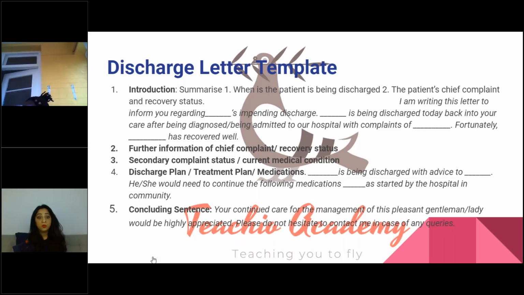Okay. Then will be your discharge plan, treatment plan, and medications. Shushma has been asking, is this for nurses and doctors? Shushma, this is applicable to both nurses and doctors.